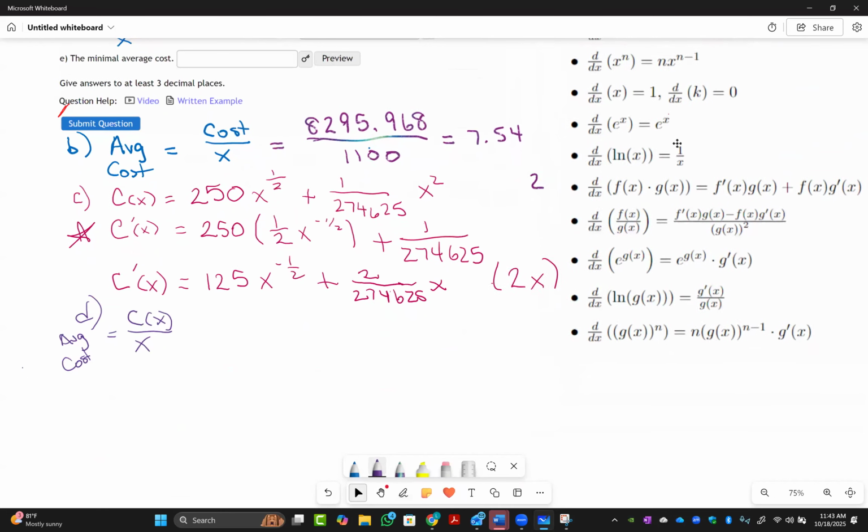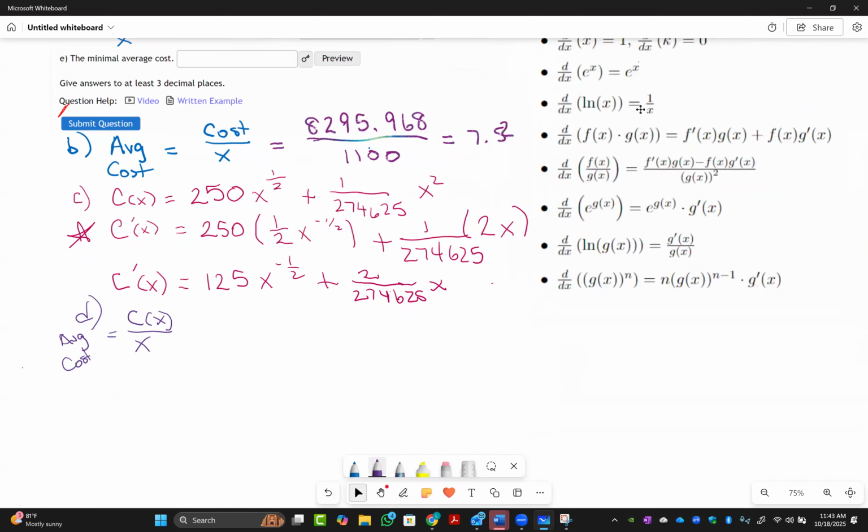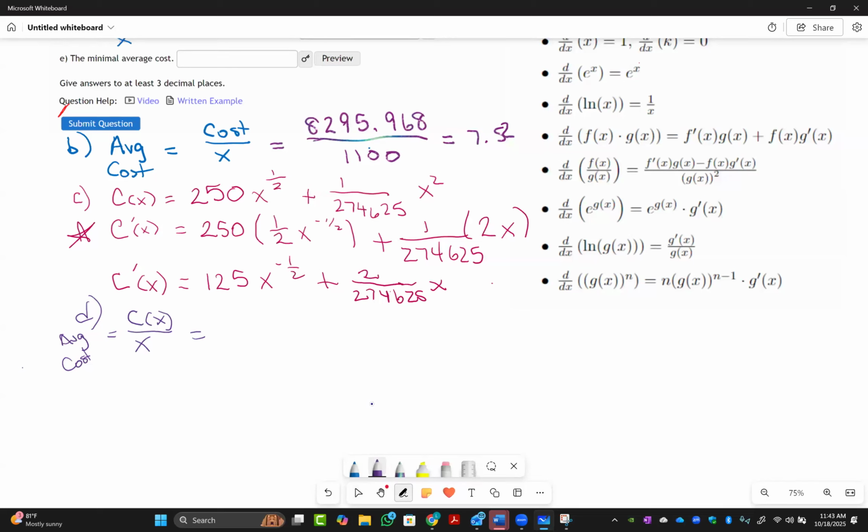Well, how do we take the derivative of this? We have to multiply 125 by negative 1/2. Oh, no. That's the derivative of cost. That's not the derivative of average cost. So we have to put that on top of the cost function from the very beginning. This is equal to 250 x to the 1/2 power plus 1 over 274,625 x squared divided by x.